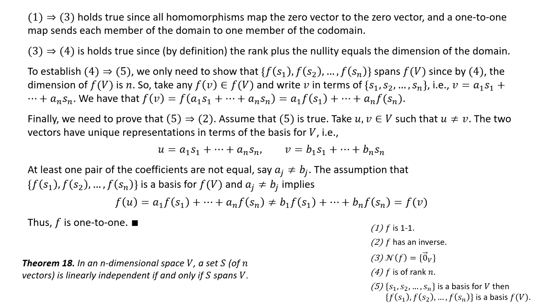Let's finish the proof. I copied the equivalent statements here so we can refer to them. So let's look at the first one here. 1 implies 3. F is 1 to 1 implies the null space is just the zero vector. And that holds true since all homomorphisms map the zero vector to the zero vector in the codomain, and a 1 to 1 map sends each member of the domain to one member of the codomain.